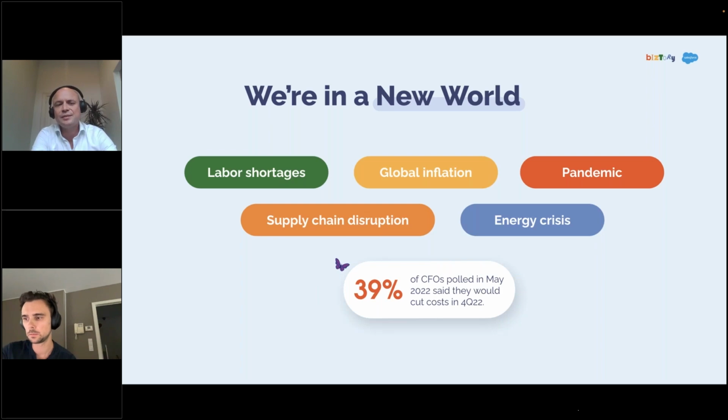And you can do that in two ways. You can do that by indeed cutting costs, or you can do that by increasing your revenue stream. And that is done by finding new revenue models.